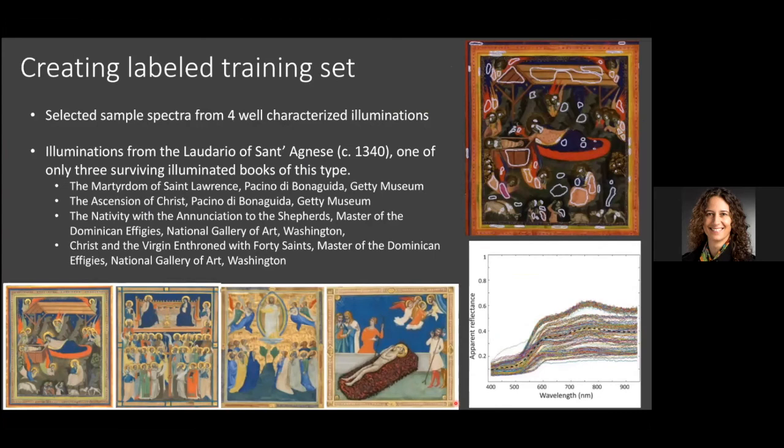For the data set, we use these 4 characterized illuminations that I show here at the bottom. And the spectra was selected, like you can see on the image at the right top, just adding all the spectra together in a database. This process allowed for a range of variations in one spectra to be collected. An example can be seen on the graph at the bottom right here, where we show the variation in the collected spectra of brown ochre. Next.